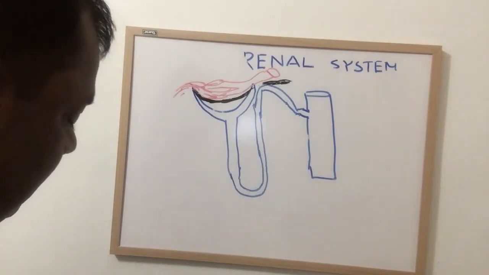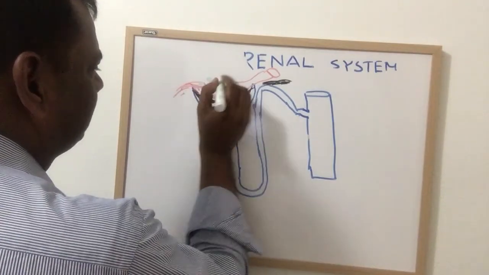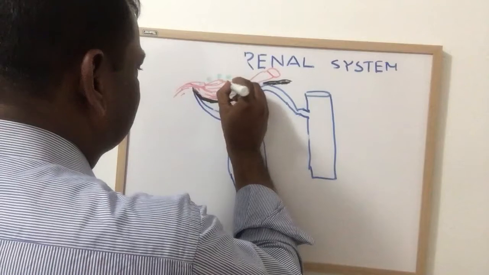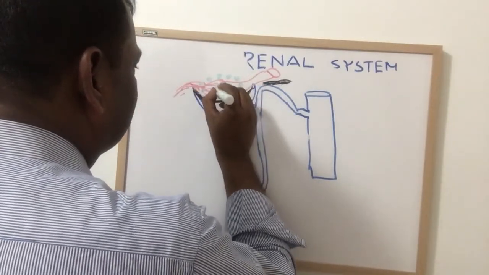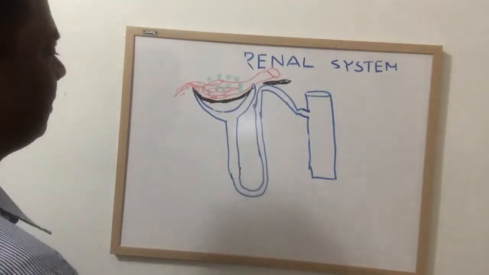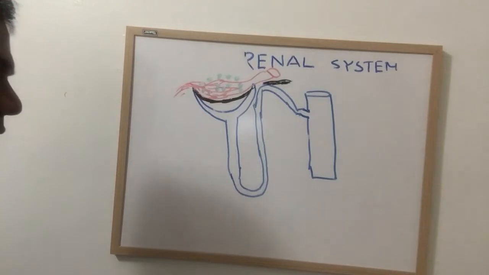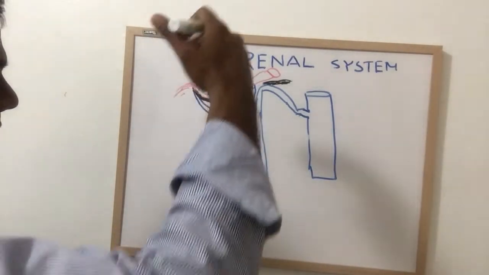Fine. There is some cell around here, special type of cell here, this area. They're mesenchymal cells. They take place in contractility and penetration.